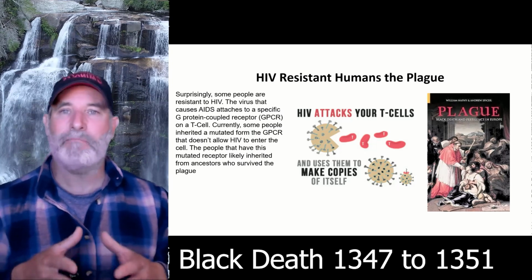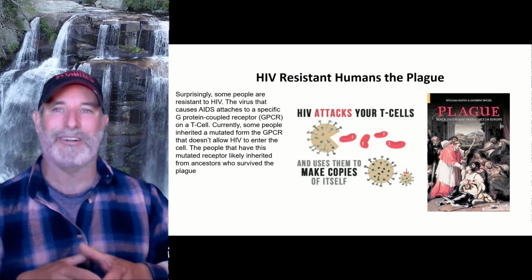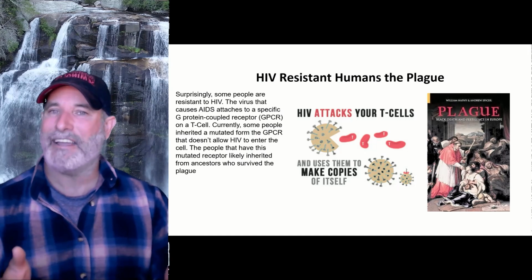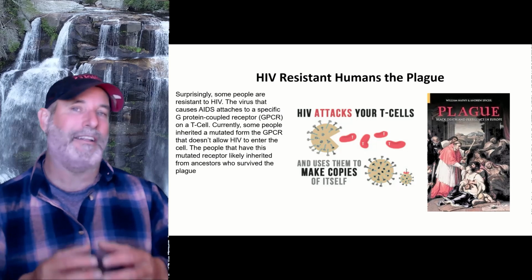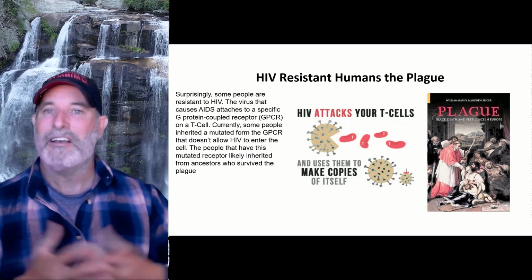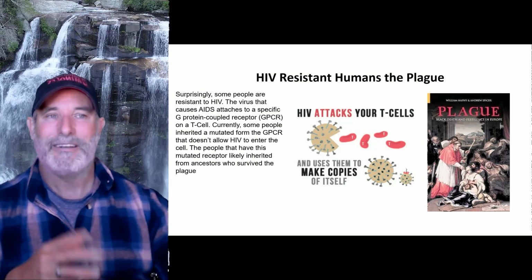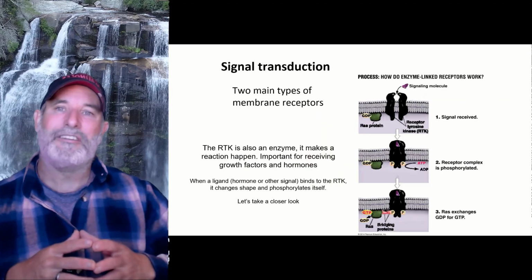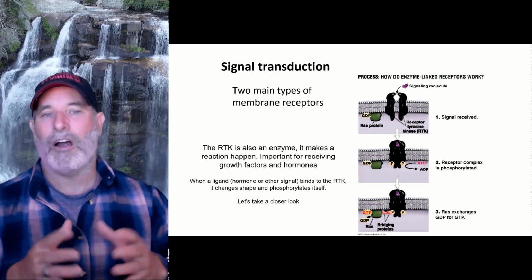Well, at any rate, some people that survived that had a mutated form of this G protein coupled receptor. And those descendants that inherited that mutated form can't get AIDS. The HIV virus can infect them, but it cannot enter the helper T cells because it can't recognize a specific protein. So even if you get the virus in you, nothing happens if you had that particular variant. Pretty interesting stuff. Okay, let's move on to the next major class of signal receptors, and these are the RTKs.